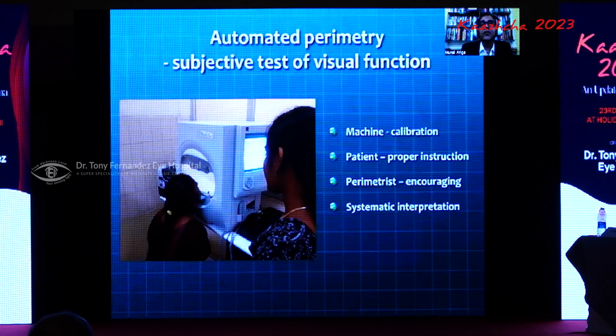So lastly, I would like to repeat that automated perimetry is a subjective test of visual function. I already said that in my first slide. Have a well-calibrated machine, instruct the patient properly, and encourage the patient to do that. It's a subjective test. And lastly, make sure your interpretation of the visual field is in line with your clinical picture. Do not interpret or manage or operate on patients based on just one single field alone.